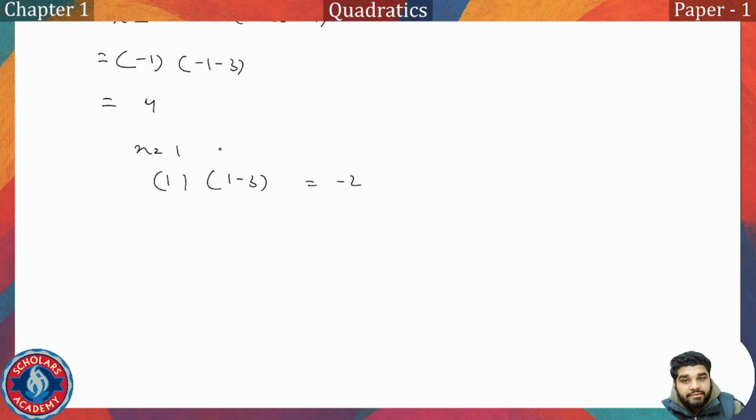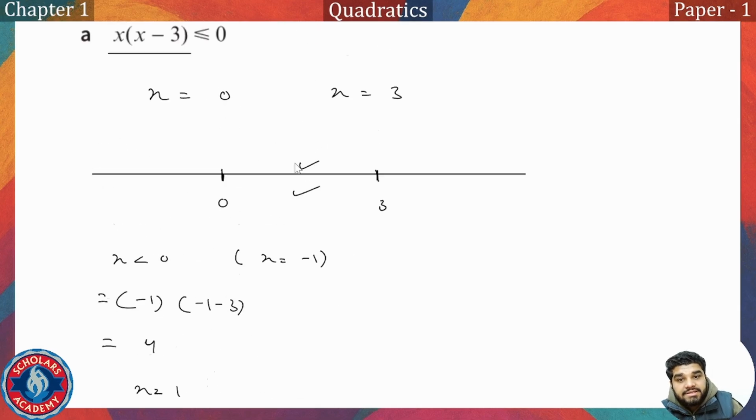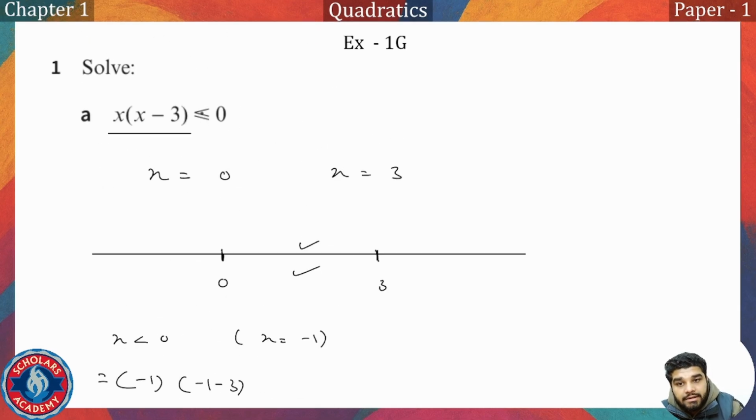And the interval that we get is when x is greater than or equal to 0 and less than or equal to 3. So this is the interval which is satisfying our inequality, right?